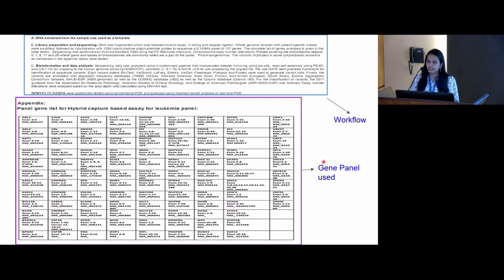Next, in the later half, we mention the workflow, that is the techniques we use in the laboratory to give out the result, and the proper table of the gene panel used.